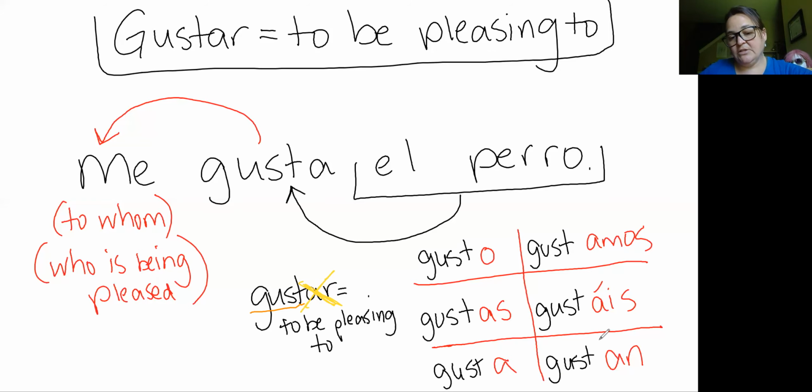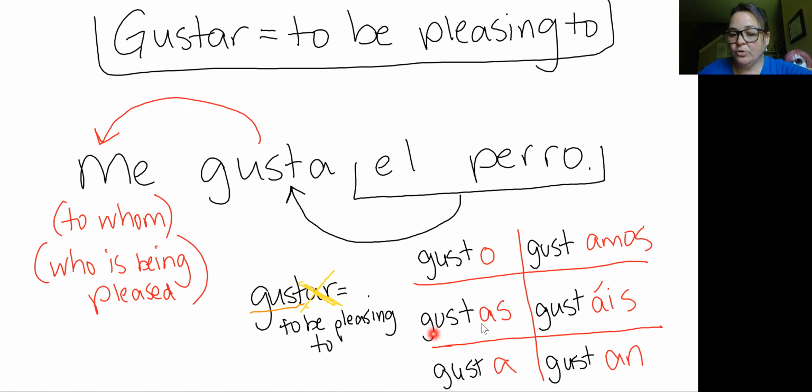Try not to let the colors confuse you. I just wrote them in different colors so you could recognize that the stem stays the same and the endings change when we conjugate a verb. So if you watched the video on subject pronouns, then you will know that this is the first person singular. So that's I. So if I was saying I am pleasing, I would say gusto.